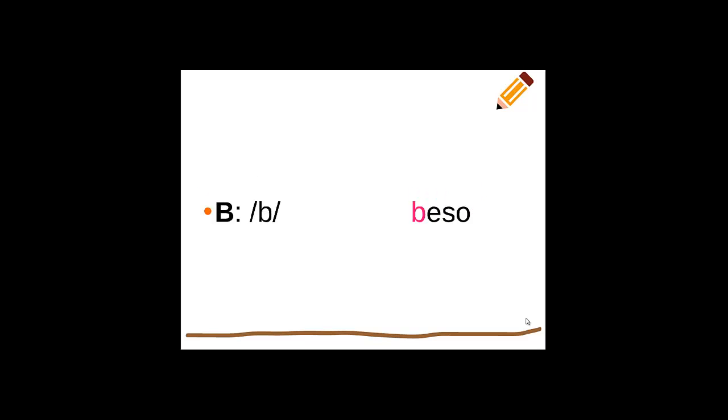B. B is pronounced like in English, B. The only thing to take into account is that in Spanish we have 2 letters, B and V, but both are pronounced B. That is the reason why many Spanish speakers commit mistakes when writing down the letters. Like for instance, beso, kiss.